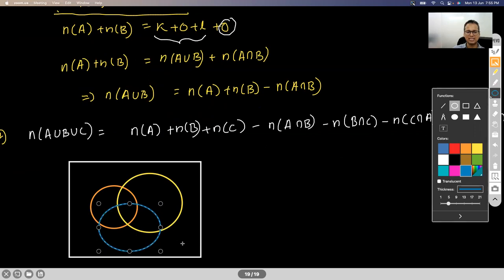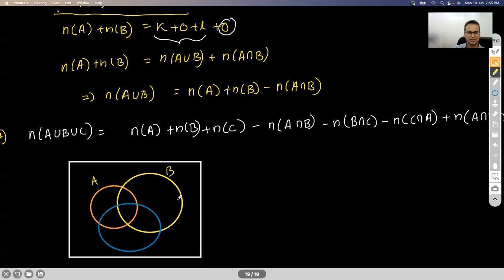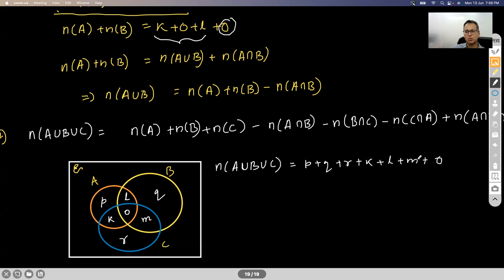Okay. Let's say these are my three sets, A, B, C. And let's say I call the regions P, Q, R, and let's say K, L, M. And this is O. I hope you are aware of which region I'm calling as containing P elements. So P is only in A. L is only in A and B. O is in all the three. K is only in A and C, like that. So when you're trying to find out N(A union B union C), it is basically P plus Q plus R plus K plus L plus M plus O. This is what we want.